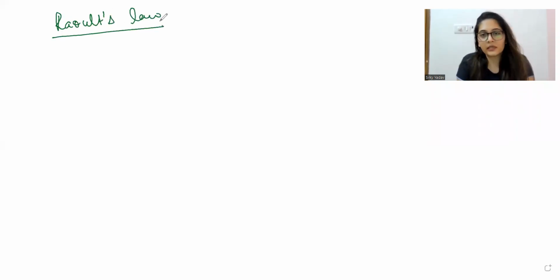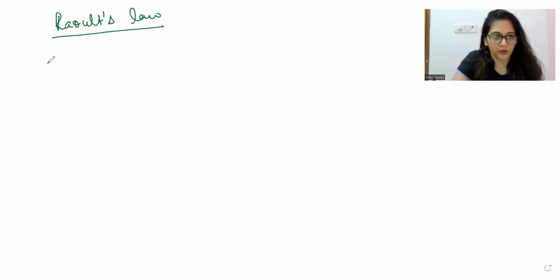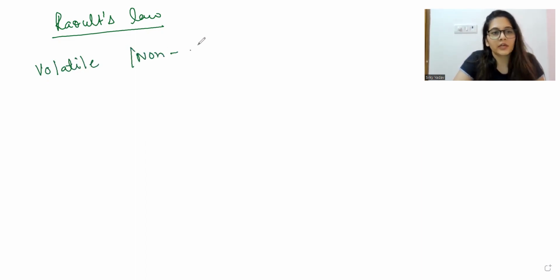Raoult's law is basically about the volatile nature of the liquid and the solute. Okay. So there are three things that we are going to study in Raoult's law. Starting with the first one, we will be talking here about what is volatile and what is non-volatile.